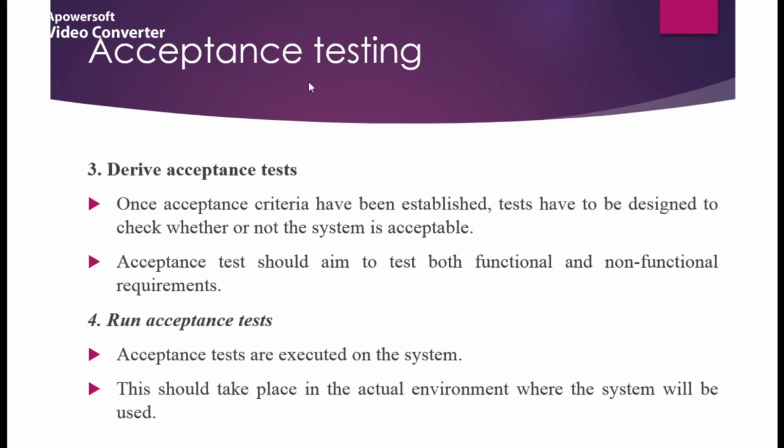Next one, derive acceptance tests. Once acceptance criteria have been established, tests have to be designed to check whether or not the system is acceptable. So you have defined the acceptance criteria. Now you have to design the tests in order to check whether or not the system is acceptable.